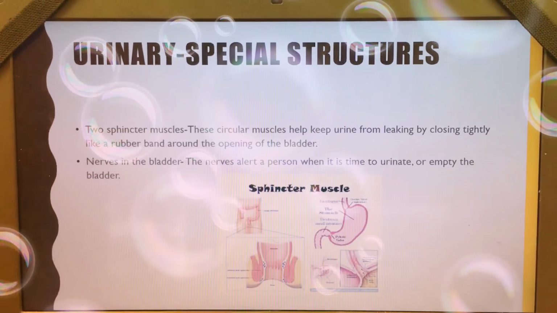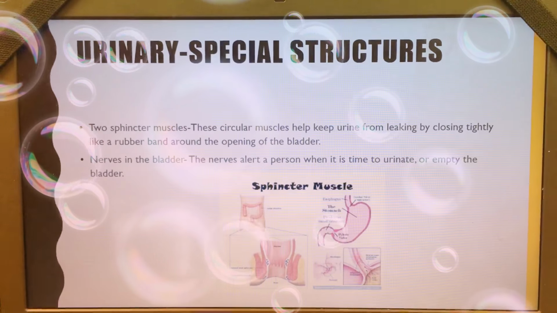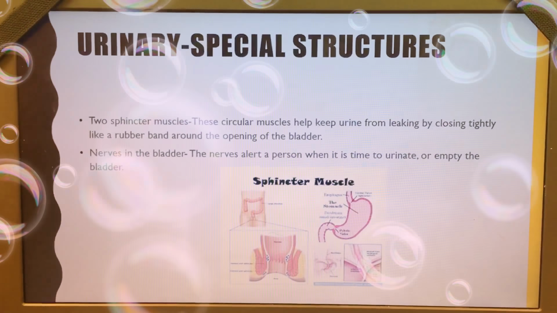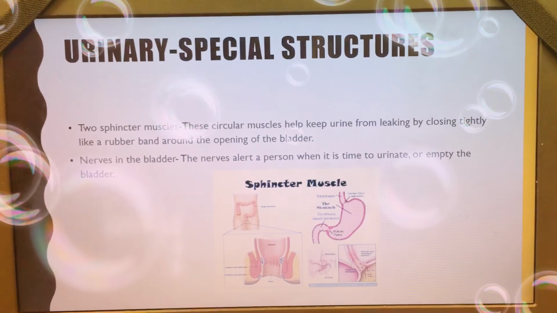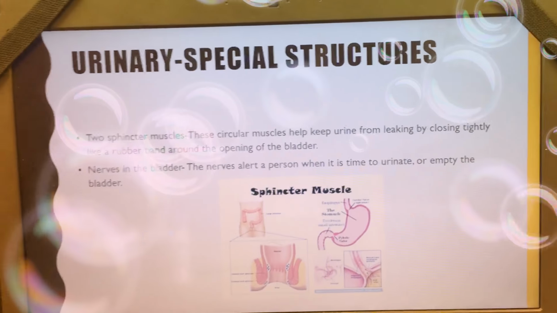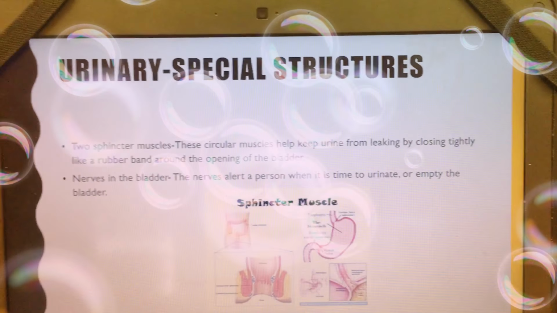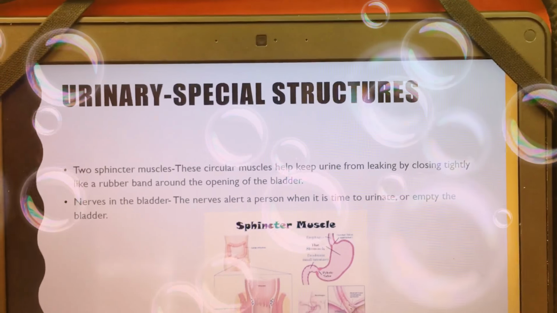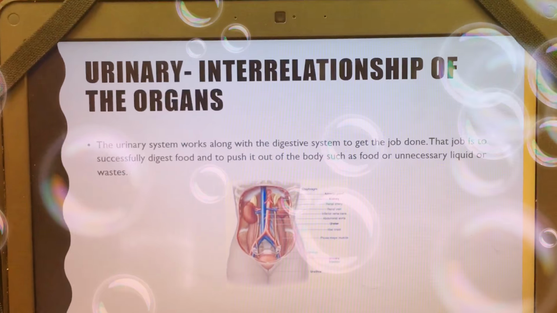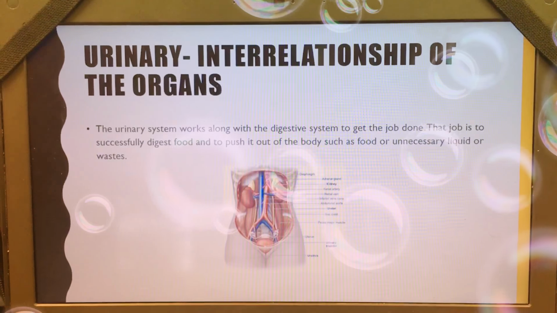Two sphincter muscles. These circular muscles help keep urine from leaking by closing tightly like a rubber band around the opening of the bladder. Nerves in the bladder: the nerves alert a person when it is time to urinate or empty the bladder. The interrelationship of the organs.